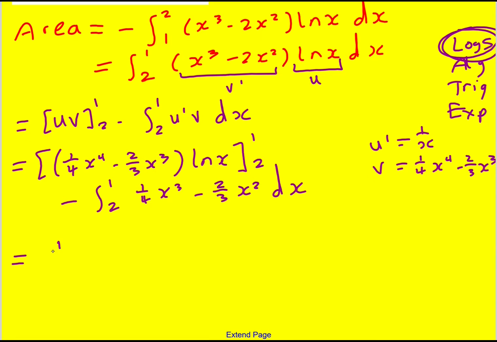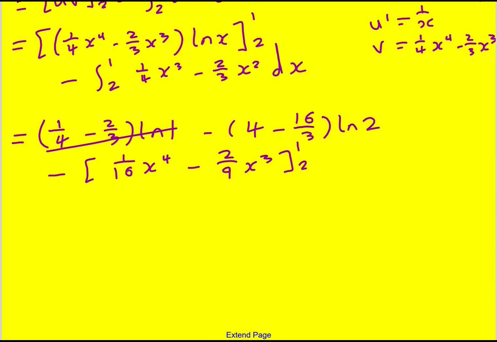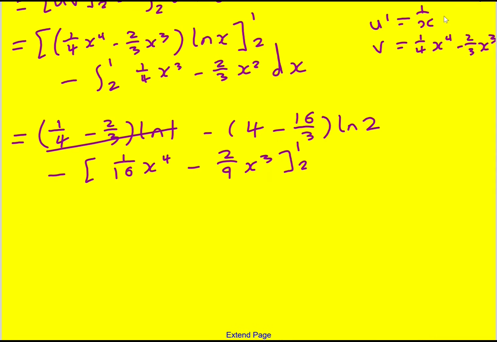Now I could just start subbing in the values actually, which I think I'm going to do. So I get a quarter minus 2/3 times ln 1. Actually, that is going to become 0. Minus a quarter times 2 to the 4. That's 16 over 4. That's 4. Minus 2/3 times 8. So 16 over 3 ln 2. And then I'm minusing. It's going to be 1 over 16 x to the 4 minus 2 over 9 x to the 3 evaluated between 1 and 2. Let's figure out what 4 minus 16 over 3 is. So minus 4 over 3. So I'm actually going to get 4 over 3 ln 2.